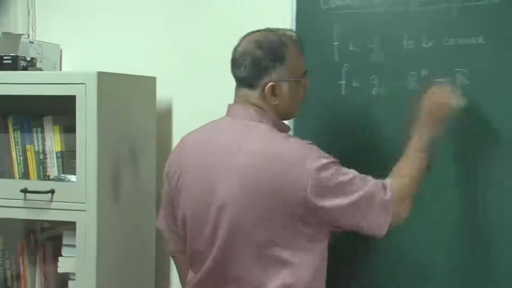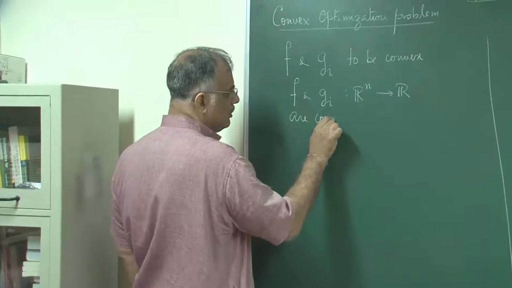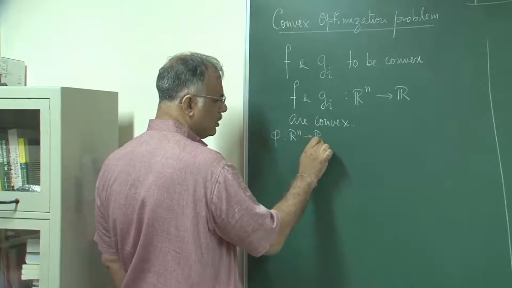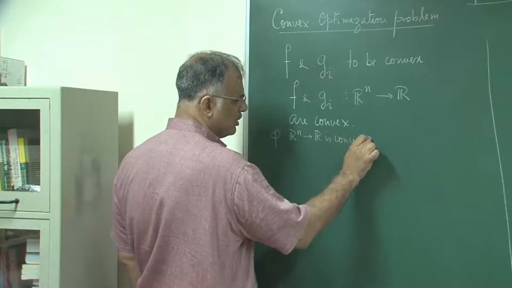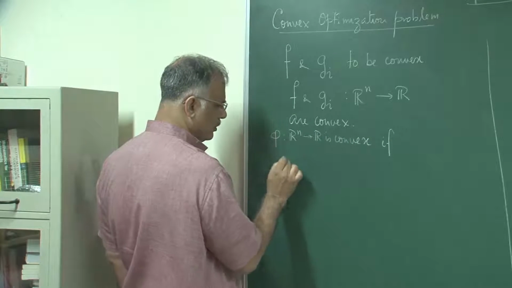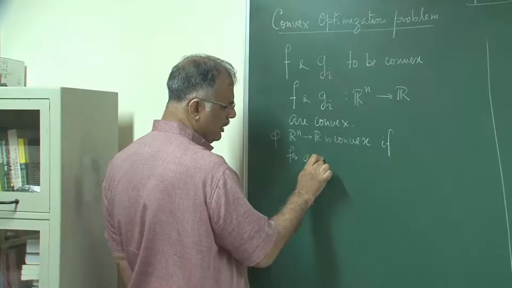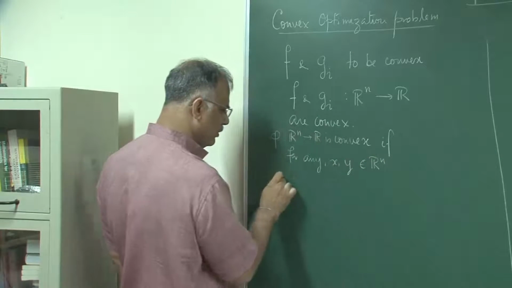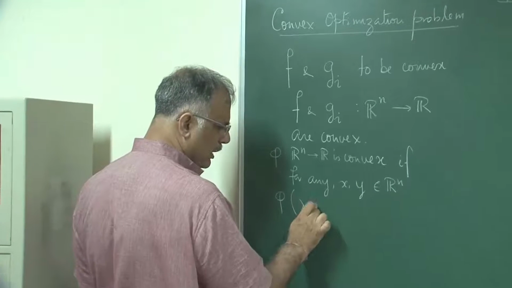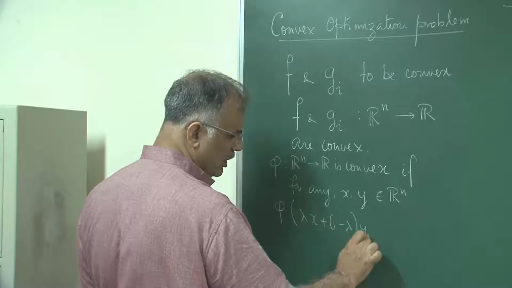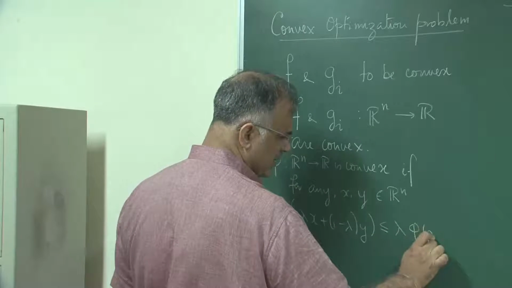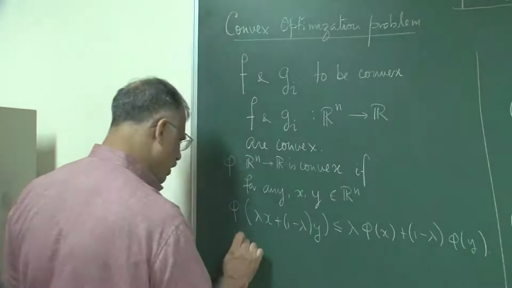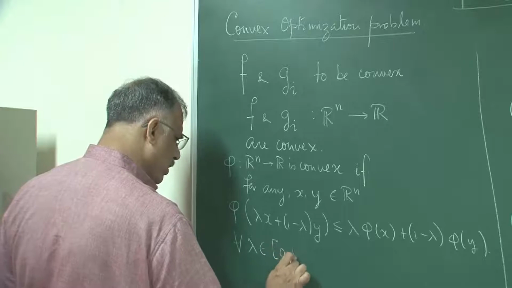So here, these are convex. I am just writing in general a function phi from R^n to R is convex if for any x, y in R^n, phi of lambda x plus (1 minus lambda) y is less than or equal to lambda phi x plus (1 minus lambda) phi y for all lambda belonging to [0, 1].